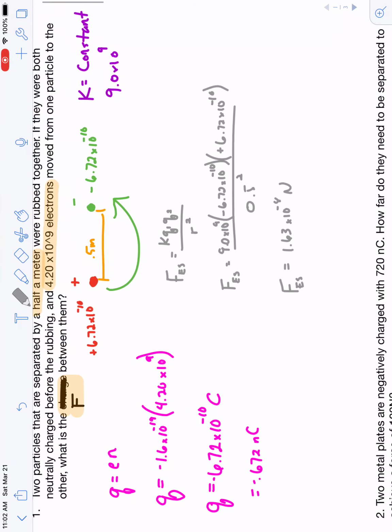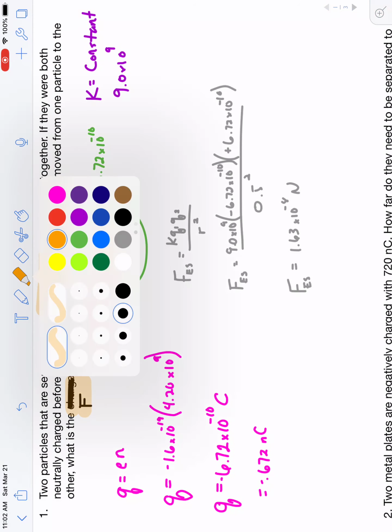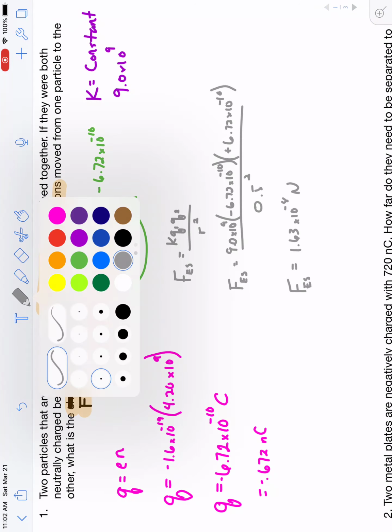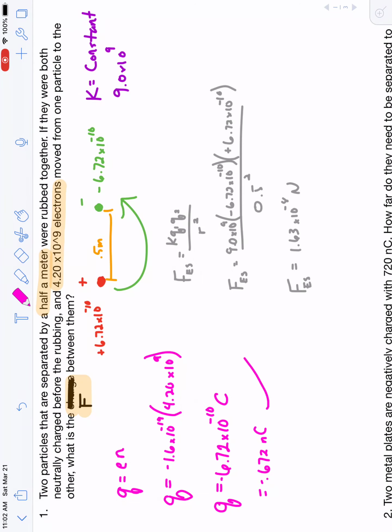Okay, so a little quick review of this problem. We took the number of electrons that moved over, multiplied by their elementary charge, in order to find the charge. Once we were able to do that, we plugged that in to here. That's where our charges are going to go.